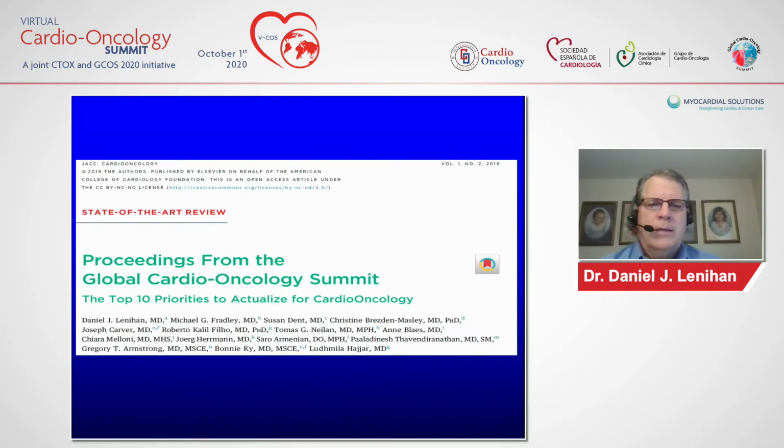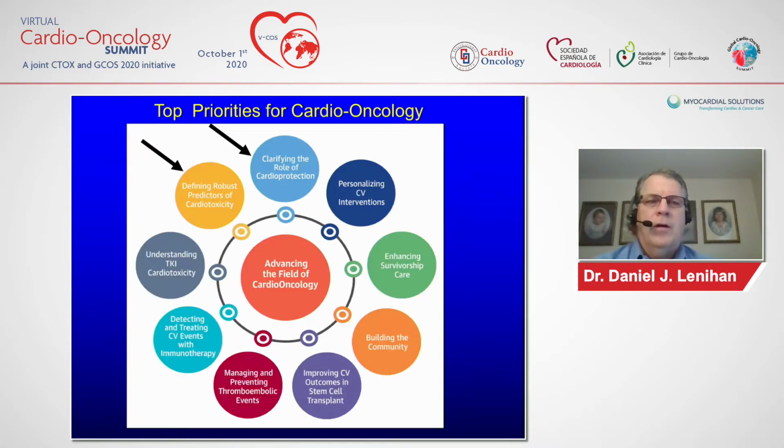In our last Global Cardio-Oncology Summit in Brazil, we identified 10 priorities, and this was published in JACC Cardio-Oncology earlier this year. The 10 priorities are listed here, but I've highlighted two of the biggest ones that are certainly important, and that would include defining robust predictors of cardiotoxicity and clarifying the role of cardioprotection.